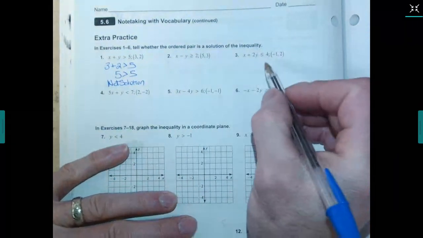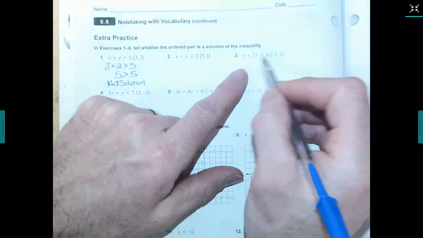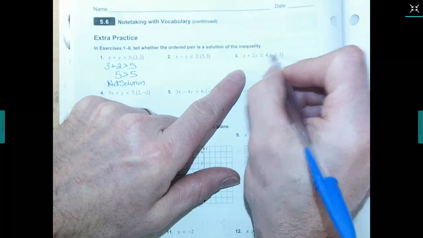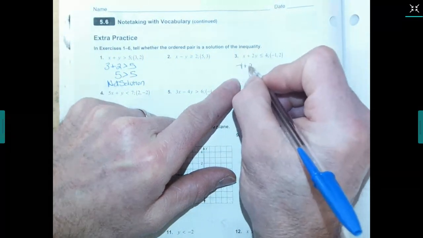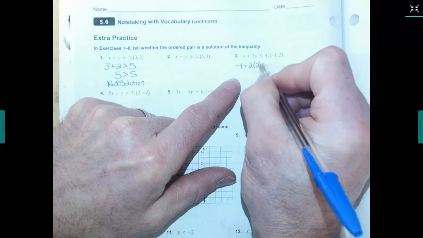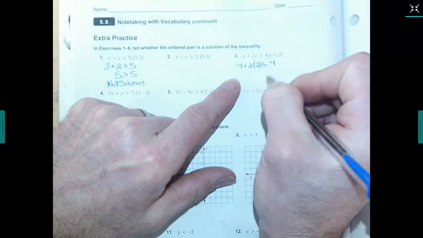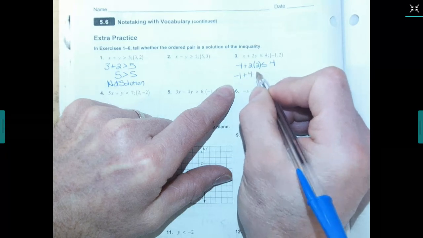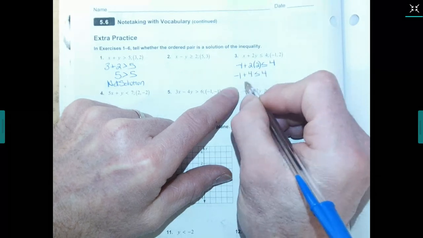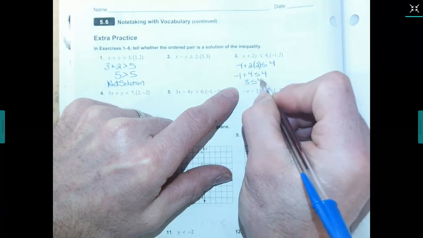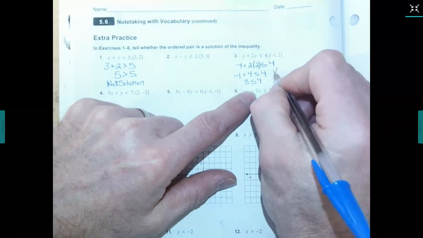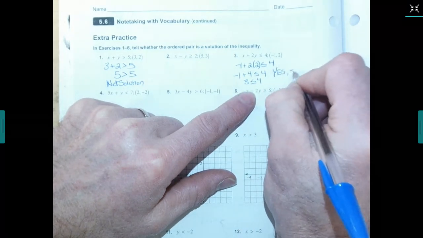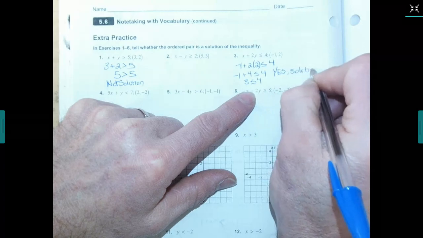Number 3. I have negative 1, 2. Is that a solution to this linear inequality? Let's check. Negative 1 plus 2 times 2 is less than or equal to 4. Negative 1 plus 4 is less than or equal to 4. 3 is less than or equal to 4. Yes. This is a solution.